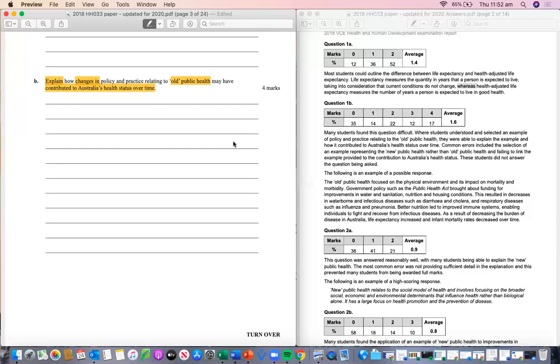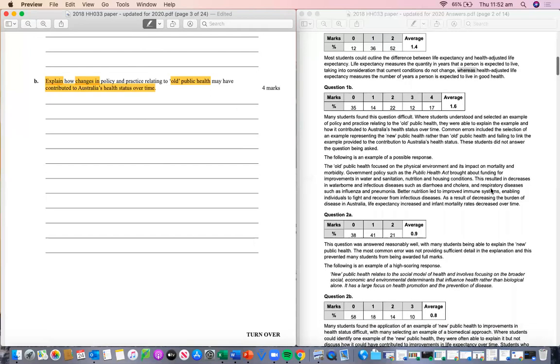I think that when you're explaining it, you don't really need to worry about focusing solely on policy and practice because you're already going to be explaining that anyway. I'm trying to make sure that you can do the same thing when you approach the practice exam: take out keywords and make sure you're answering it. Now, as we can see here, the average mark was 1.6. So many students actually found this question difficult.